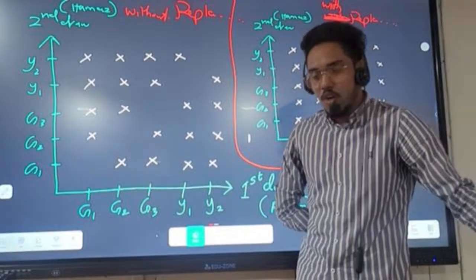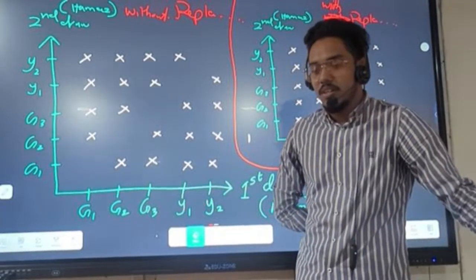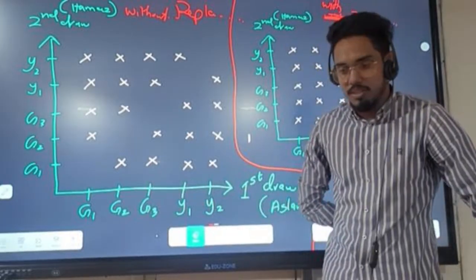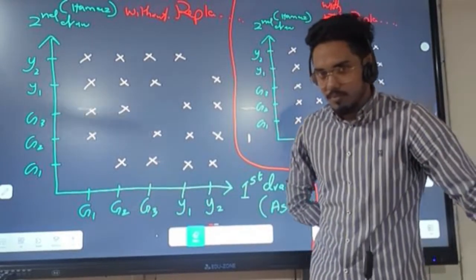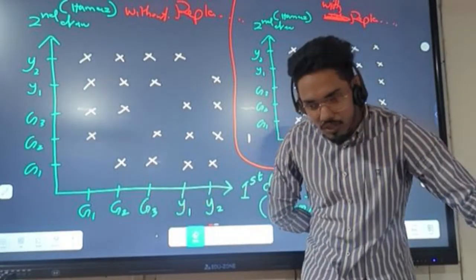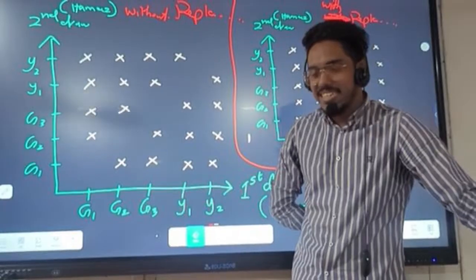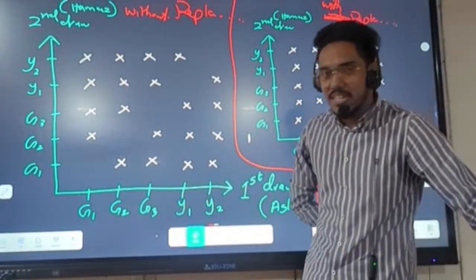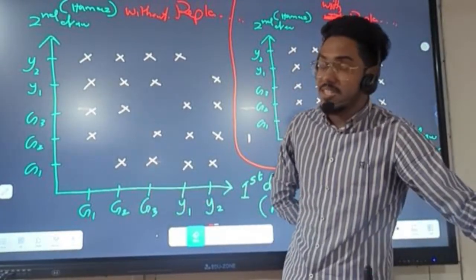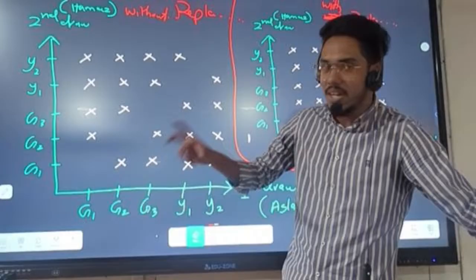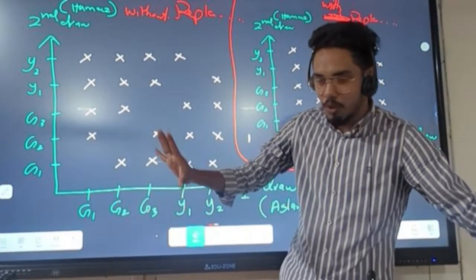So how many possibilities do we have to select the green ball in both the draws? That's the question. Is that clear? Now by looking at the grid, give a try and see how many possibilities we have for us to select the same color. The green, whatever the ball it should be, no problem, but it should be green.